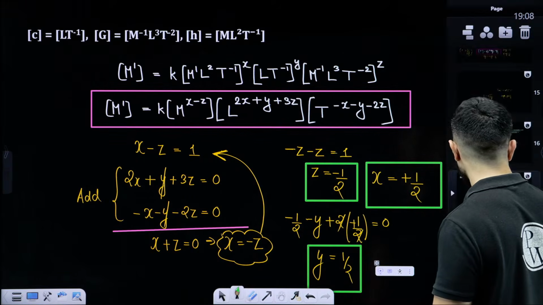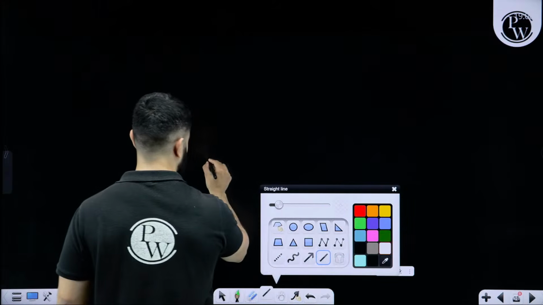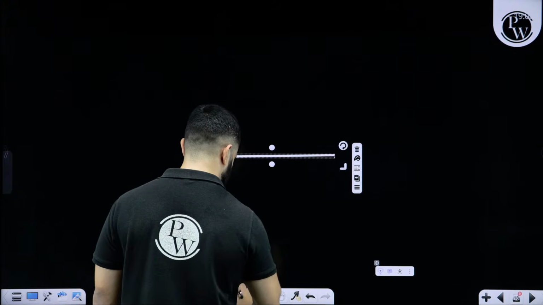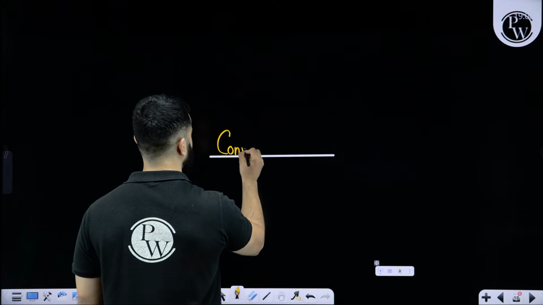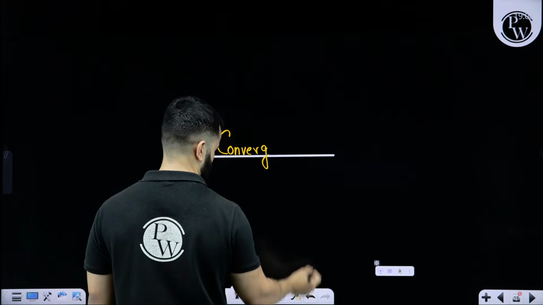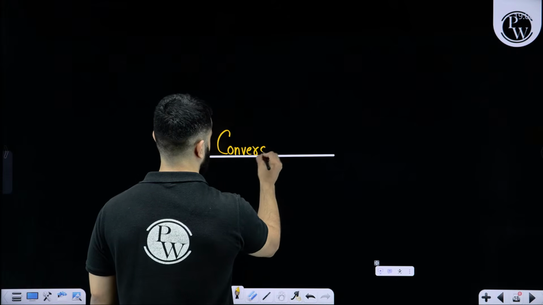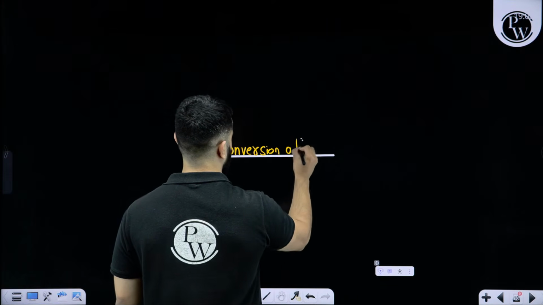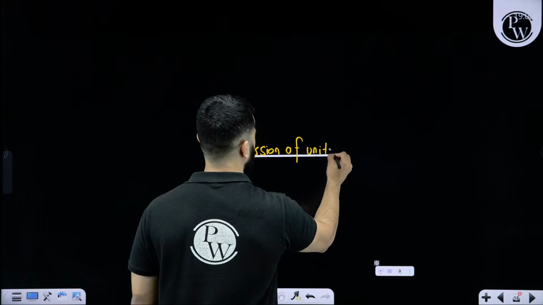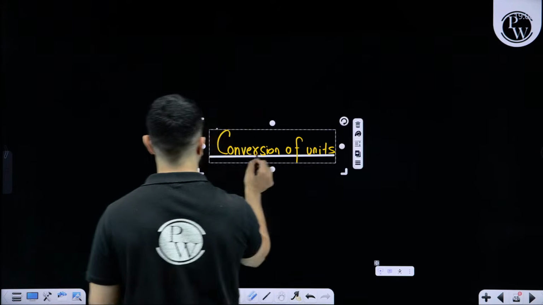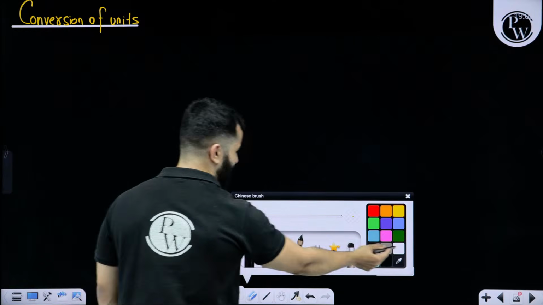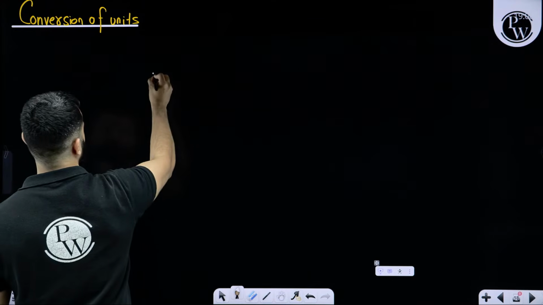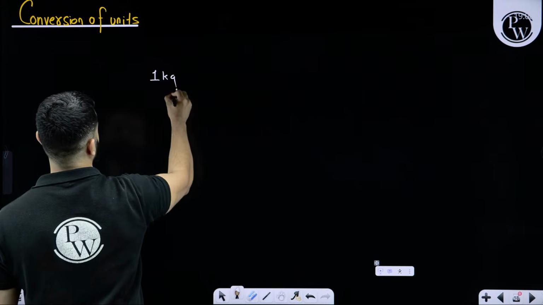Now moving on to the next topic. Next topic is, my dear friends, conversion of units. Again, a very simple topic that you have been doing from your junior classes. So it's not a big thing, right? I mean, it's pretty easy. Like for example, as everyone knows, 1 kilogram is equal to 1000 gram.